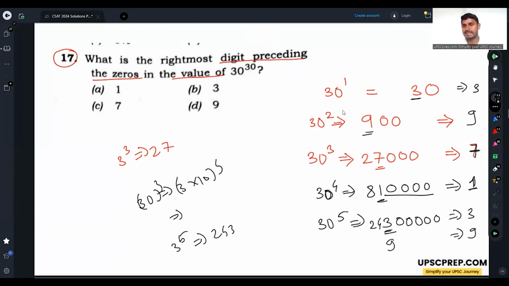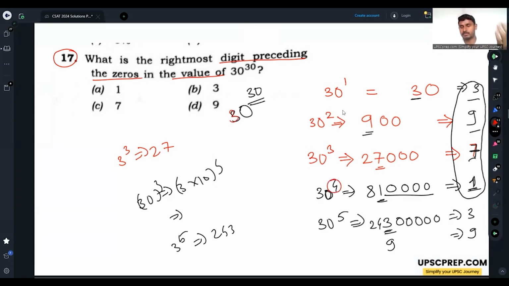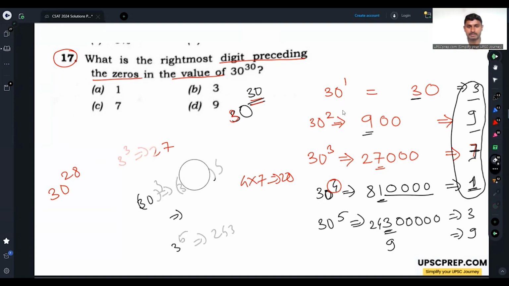So if you see, the cycle is getting repeated: 3, 9, 7, 1. After every fourth power, the cycle will repeat. So we have to find out the required digit for 30 raised to the power 30. Okay, see now. After every multiple of 4, we will get the repeated cycle. So which multiple of 4 is closest to 30? 4 into 7 is 28. So 30 raised to 28 will be there.